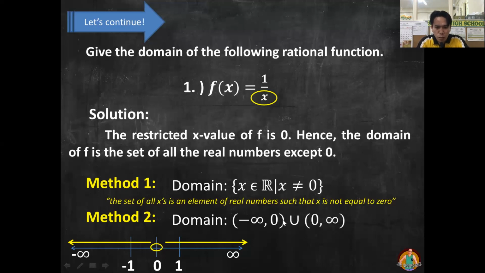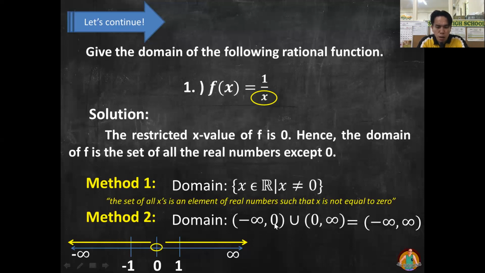Itong letter U na to, parang symbol to is union of negative infinity and 0 and positive infinity, or we can simplify that as our domain is from negative infinity to positive infinity. Okay? So bakit dito may yung 0 at ano ibig sabihin ng close parenthesis dito sa 0? Ibig sabihin ng close parenthesis dito sa 0, ibig sabihin 0 is not part of the solution.